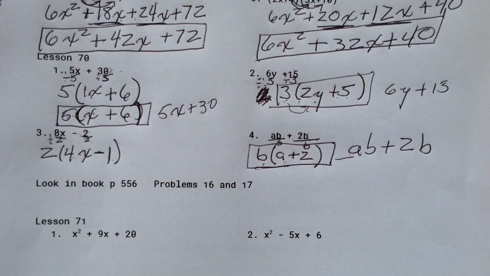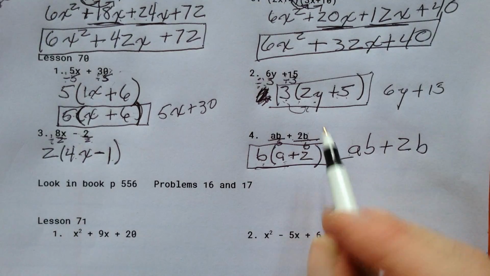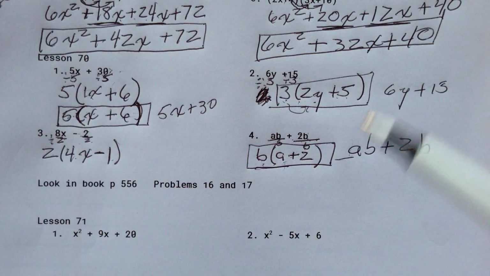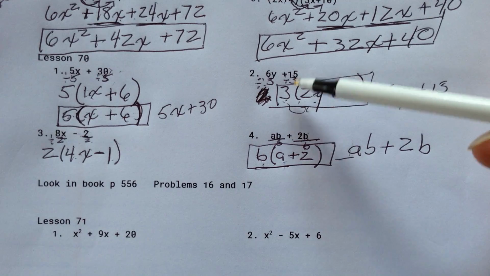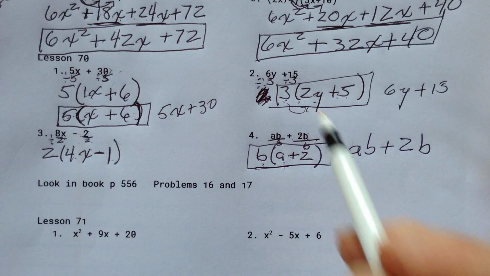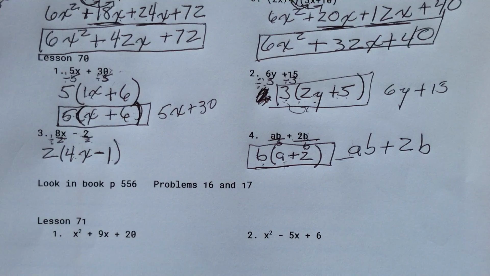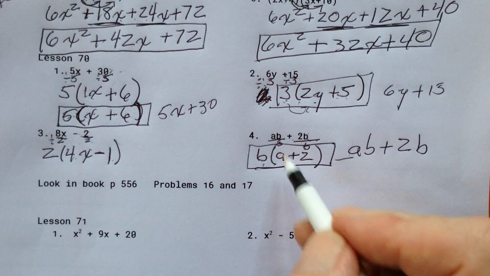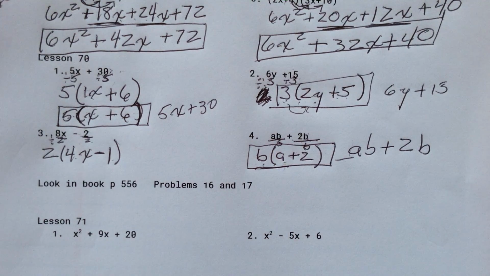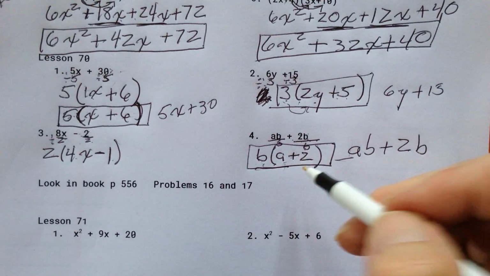Okay? So that's what you're doing in lesson 70. You're trying to reduce it down. You're finding the greatest common factor between the parts in the equation, and then you're going to divide it by that and reduce down what ends up inside the parentheses.